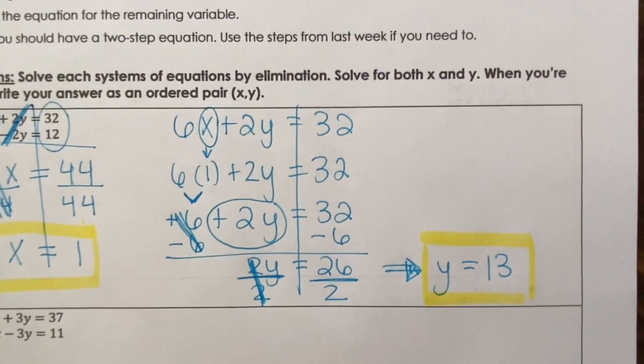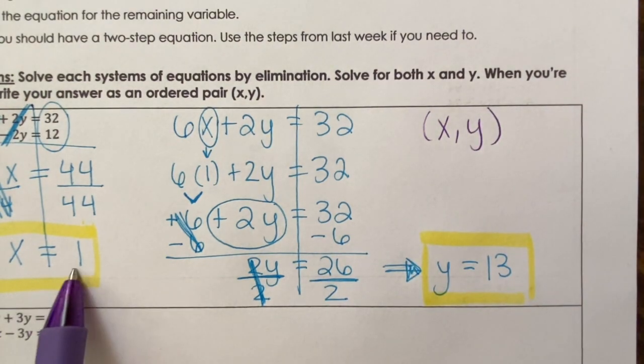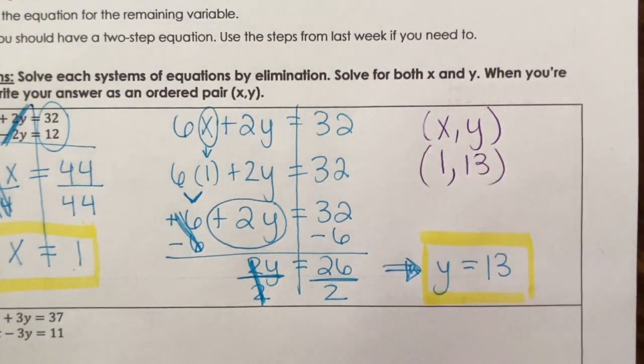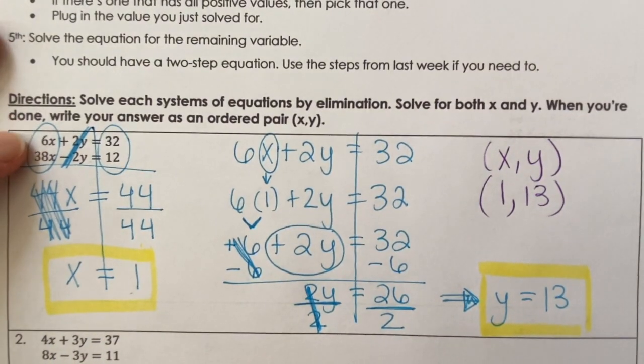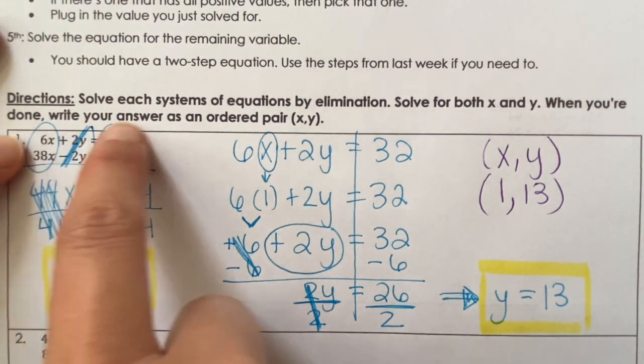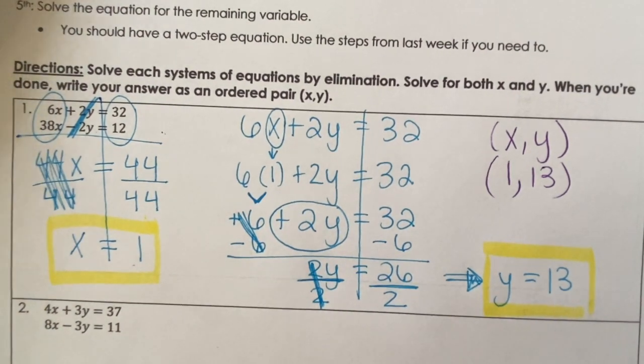Remember, you want to write your answers together as an ordered pair, x comma y. So my x value is 1, my y value is 13. So for either of these equations, I can plug in 1 for x and I can plug in 13 for y, and both of these equations will be true. I'm not going to make you do that, but you can do that.